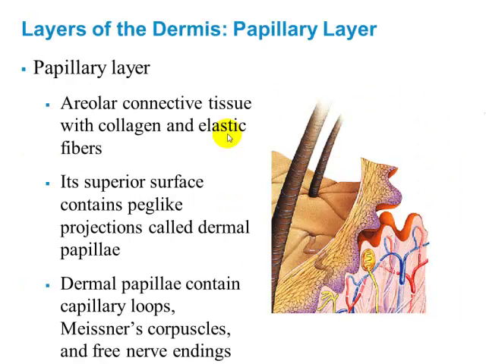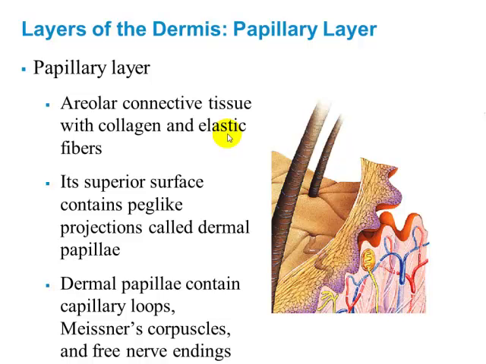Now, the papillary layer, this would be right at the interface between the epidermis and the dermis. And what we have are these little peg-like projections that stick up, and they create a way for the dermis to hold on to the epidermis. Those projections are called dermal papillae, hence this being called the papillary layer. Now, within the dermal papillae, we are going to see certain secondary structures. So we'll see capillary loops.